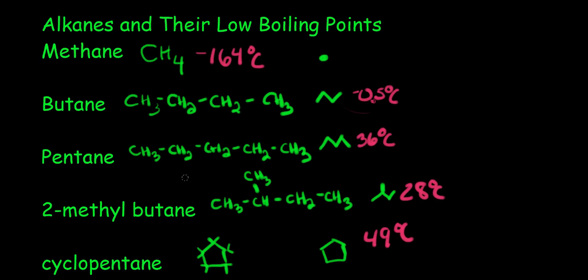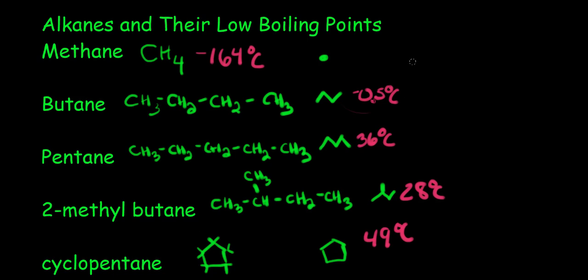So to start out, I've listed the names of a few alkanes: methane, butane, pentane, 2-methylbutane, and cyclopentane here on the left. I've listed their condensed structural formulas, in red their boiling points, and then also their line angle or skeletal formulas over here.